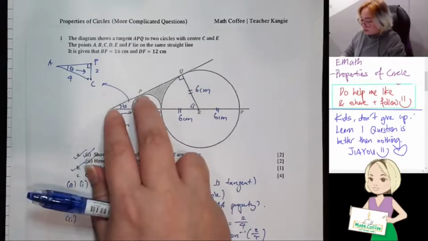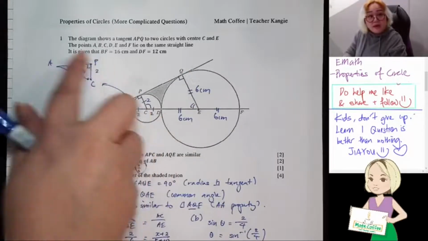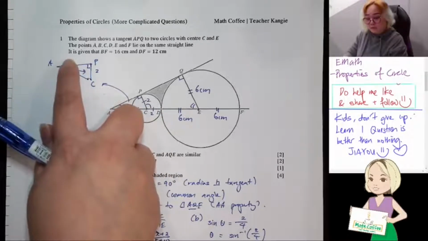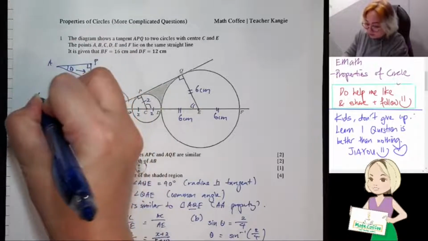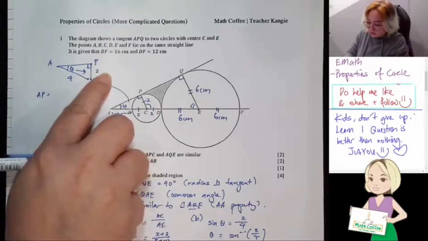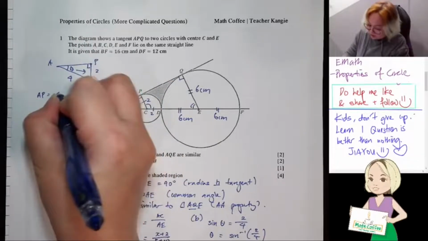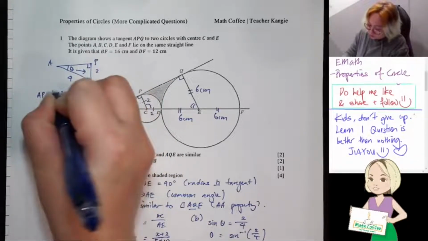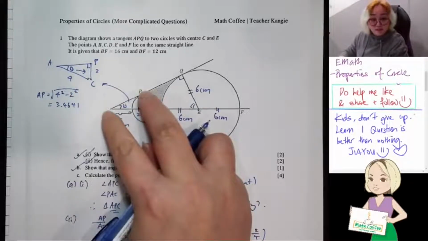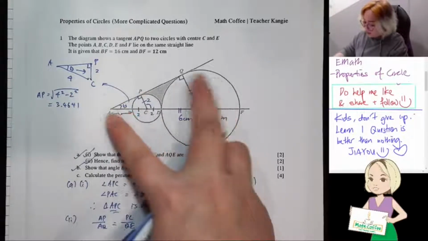So let's take a look at finding AP. I have the right angle triangle here. I can use Pythagoras theorem to find my AP. So over here, I will say, okay, AP is equal to the square root of 4 square minus 2 square, and you get 3.4641. This is AP. Now I want to find my AQ.